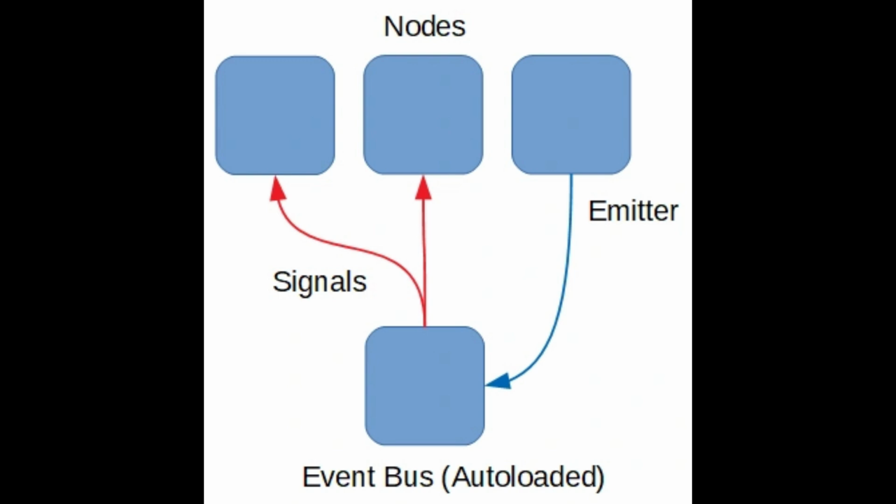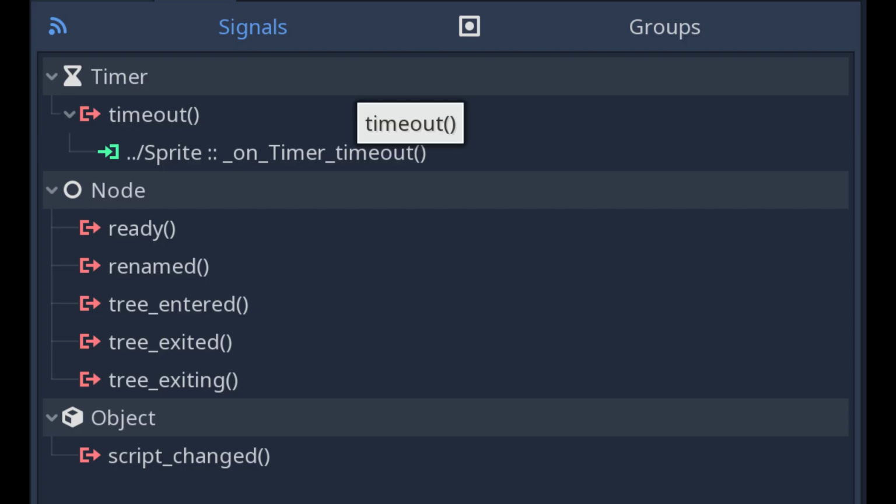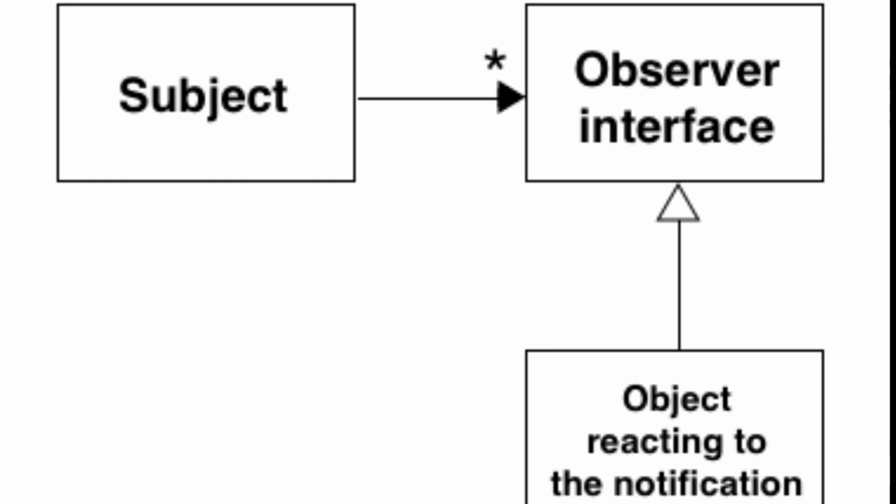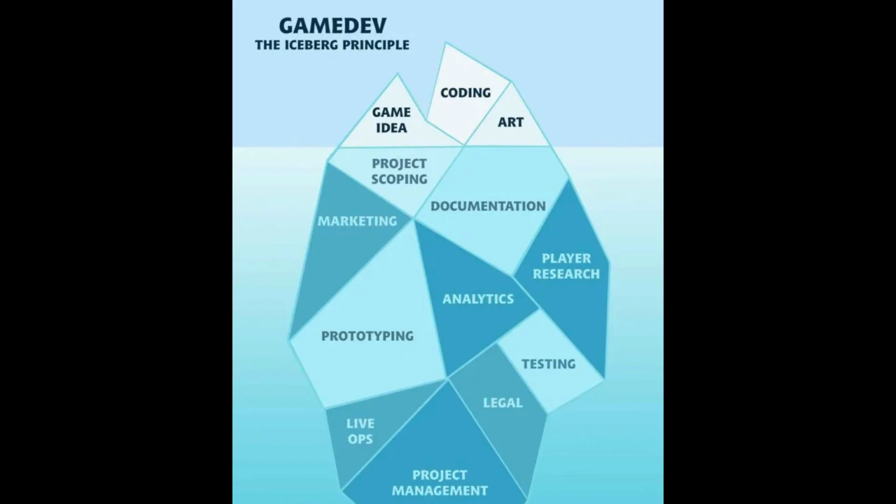Finally, we have the observer pattern. We call these signals in Godot. The signal system is basically the observer pattern in action. Instead of constantly checking for changes, signals let objects react to events dynamically. These examples are just scratching the surface.